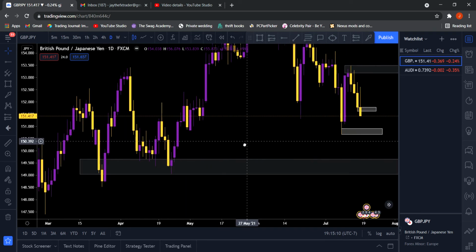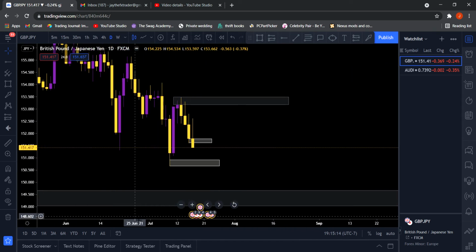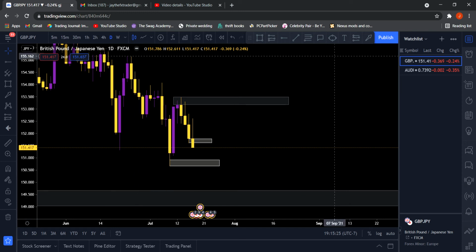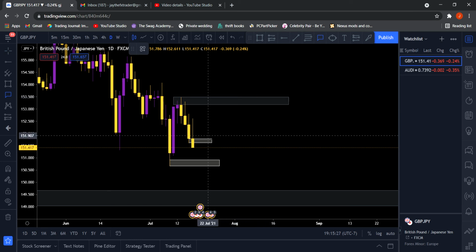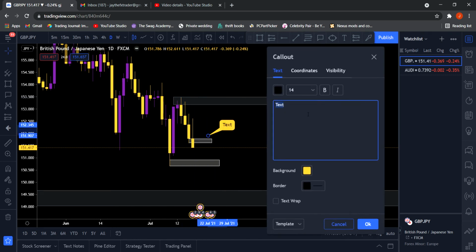So after I mark my zones up, I have a plan in my head of what I'm waiting for the market to do. I can either keep it in my head, or sometimes I use these call outs and say, wait for break and retest.